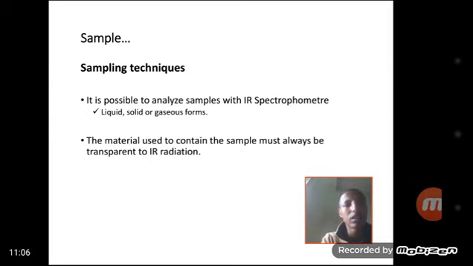The other is sampling technique. It is possible to analyze samples with different physical states using an IR spectrophotometer. For example, liquids, solids, and gaseous forms of the sample can be detected. The material used to contain the sample must always be transparent to the IR radiation, and the sample holder must not absorb IR radiation, because there should be no interference between the analyte and the sample holder.